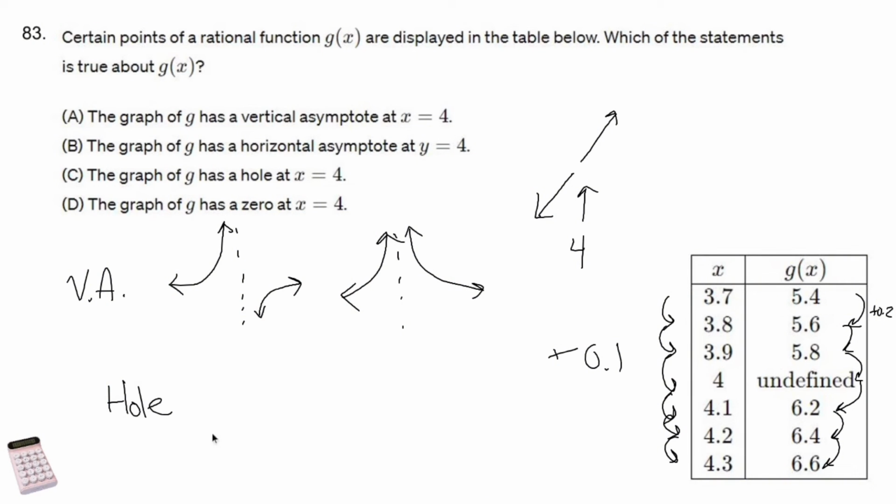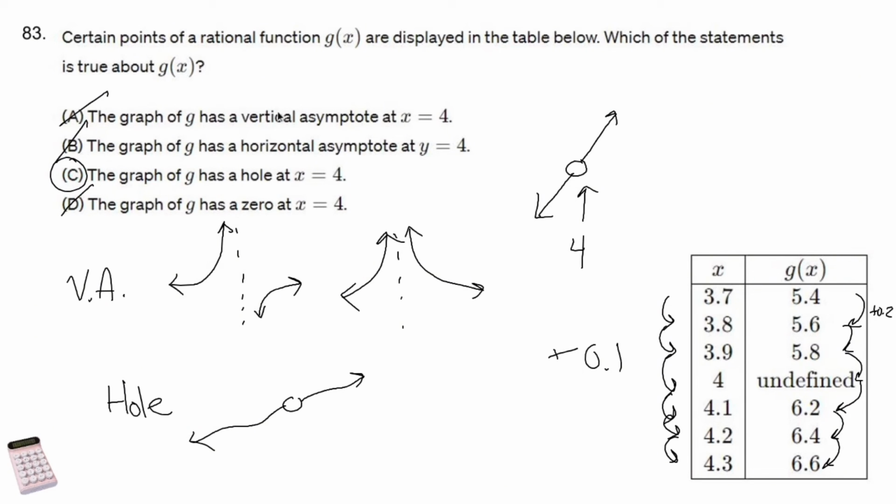What we have is a picture where if it's a hole, things seem pretty consistent until all of a sudden it's undefined and then it keeps going. And that's what we have. This stays very consistent. It's very linear until all of a sudden it's undefined, which tells me at 4 you have a hole. Okay, so not a vertical asymptote, not a horizontal asymptote. Yes, a hole and not a 0. If it was a 0, this would say 0.